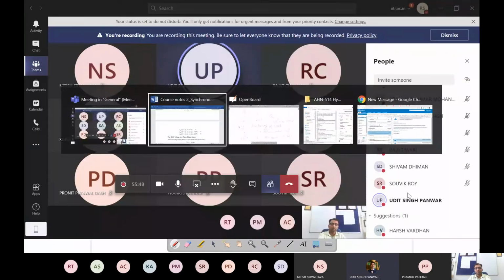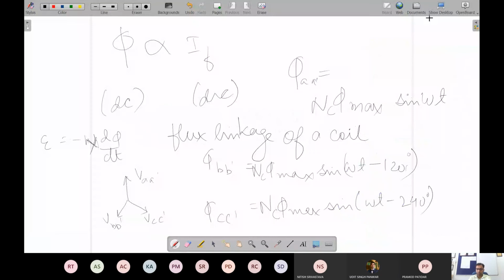I told this in one earlier class also, but I'll briefly tell you here again. The power in a single phase circuit is given by V I cos phi. This is for a single phase circuit, so I'm calling it P1, and it will have two wires. For a three phase circuit, you will have three wires.